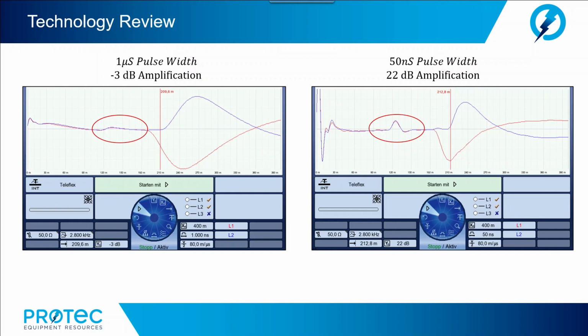Now, as seen in the following screen captures, a wide measurement pulse shows all reflections clearly and on a large scale. But if a higher level of accuracy is required, then the pulse width must be reduced. Only then can smaller changes be seen clearly.